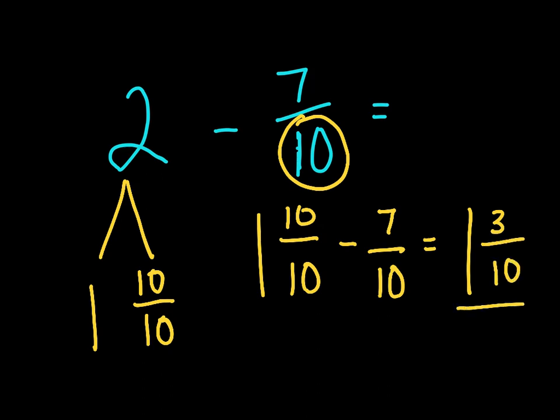Okay, now that's the answer there. But always ask if our fraction can be simplified. And that 3 and that 10, they have no factors in common. We can't divide any factor on the numerator or the denominator to get a simplest fraction. So the answer to this problem would be 1 and 3/10.